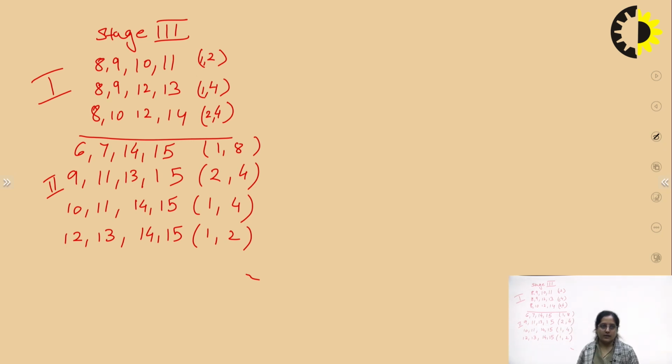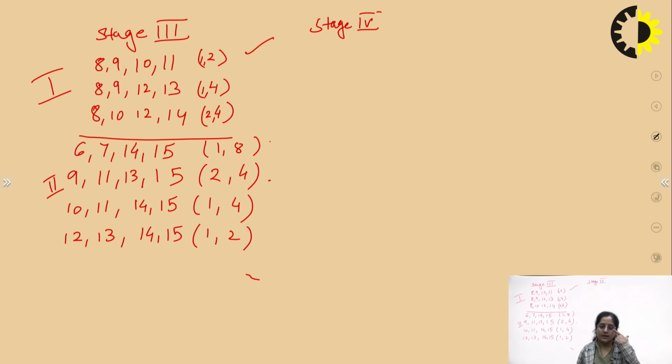Now we have to find stage 4. When we are moving from stage 3 to stage 4, we again have to check group 1 and group 2. The first will not be paired with the first one because the other one is larger, so we have to go with the pair of the next one. You can find what the difference is here. So 8, 9, 10, 11 and 9, 11, 13, 15. We don't have a group between these two because we need to find the common one.